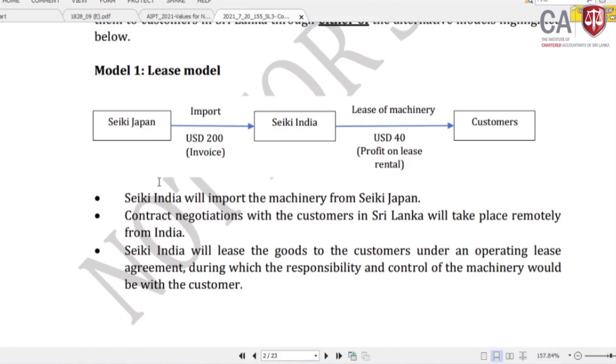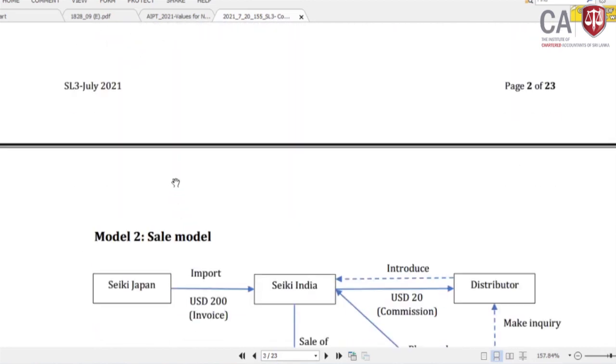Then the last one: after leasing out that machinery under an operating lease agreement, anything that happens to that machinery, its responsibility and control should go to Sri Lanka, that particular customer. None of the things are handled by the Indian company.